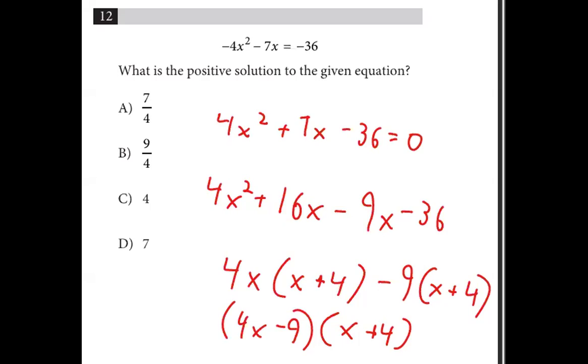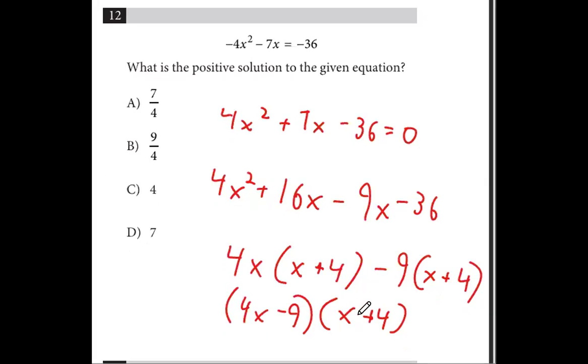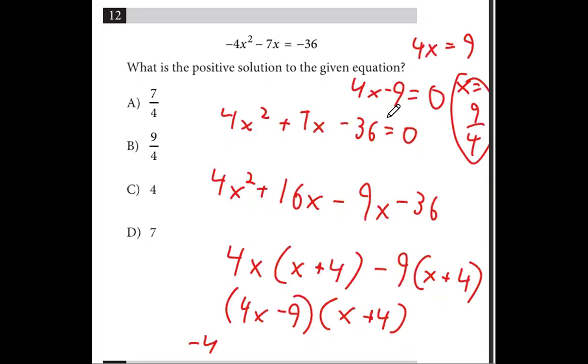So in that case, we know that the negative solution is at negative 4, and the positive solution would be where 4x minus 9 equals 0. Add 9 to both sides, and we get 4x equals 9. Divide both sides by 4, and we get x is equal to 9 over 4. So the positive solution is 9 over 4, and the negative solution would be negative 4. So the correct answer is B.